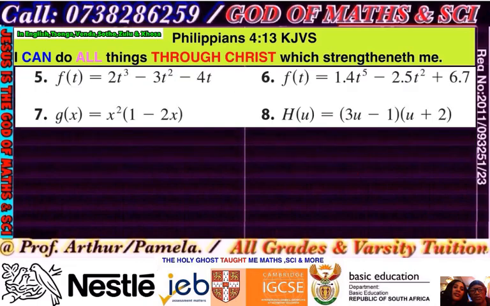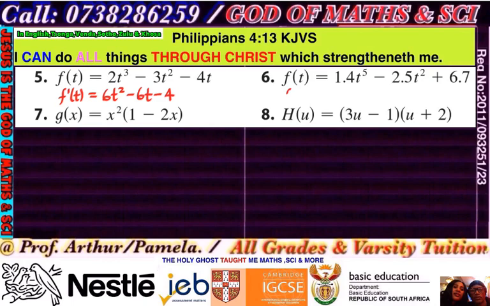All right, and then this one here, we need to derive with respect to t, f prime of t, and then we know that one has to be 6t squared, and then minus the 6t, and then minus the 4, correct? Let's go to number 6.